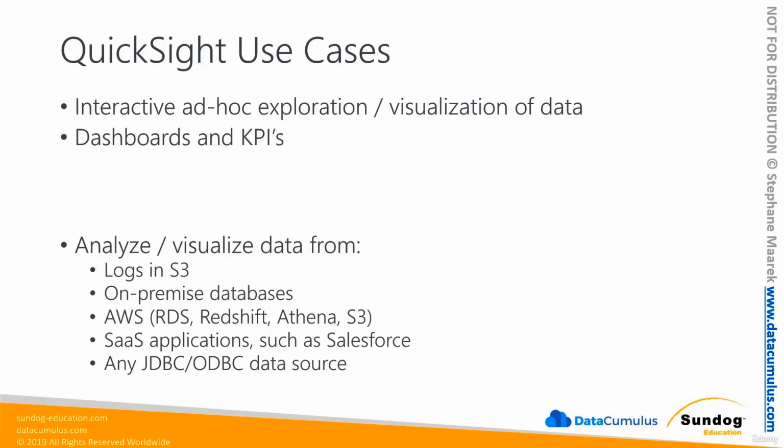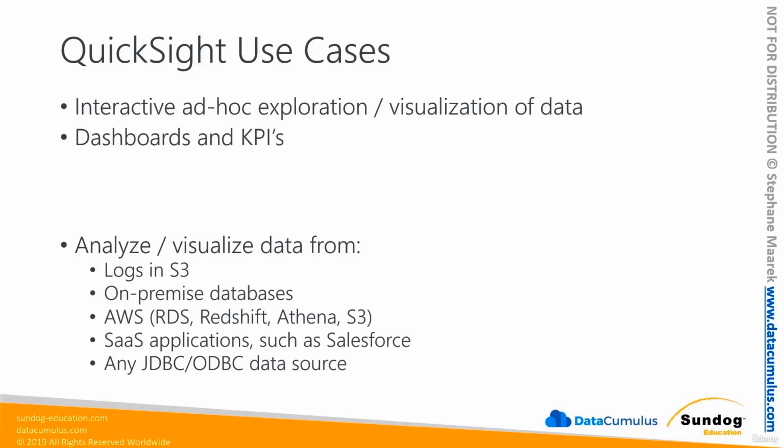You can also create dashboards with QuickSight, so you can make these nice to look at dashboards to visualize data on a periodic basis and make sure that your executives can see those and see how the business is doing. It's also useful for analyzing or visualizing data from a variety of sources, including S3 logs, any databases you might have on-premise, other AWS services that we listed earlier, RDS, Redshift, Athena, and S3.